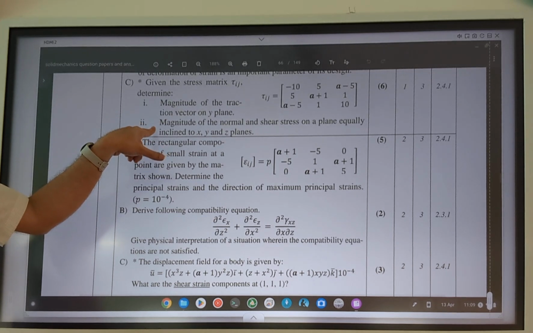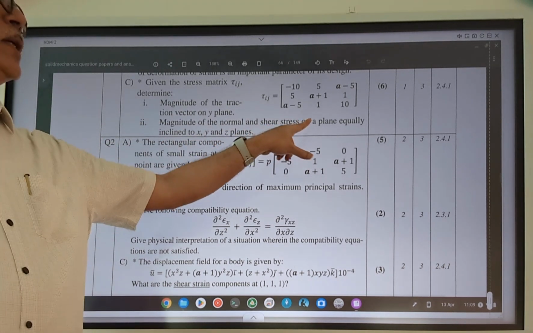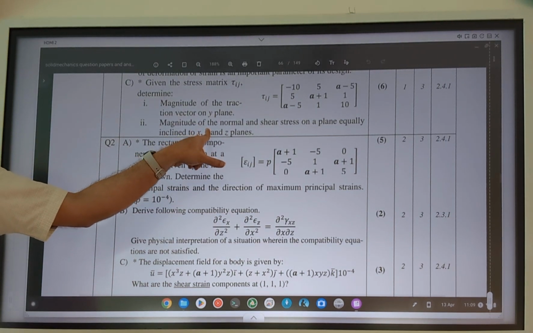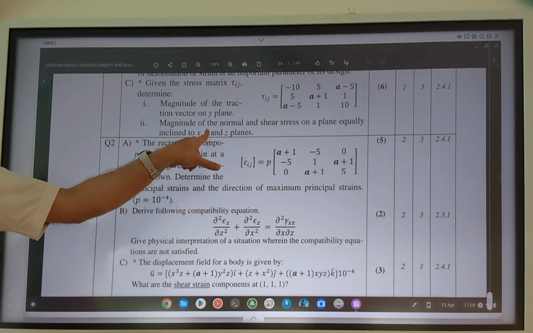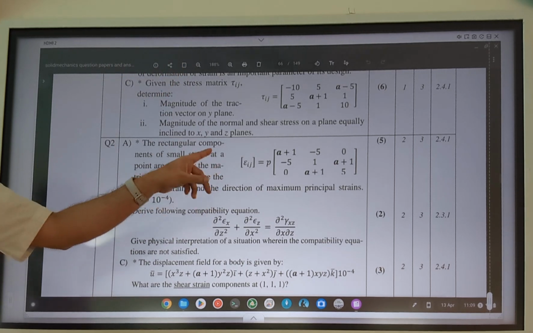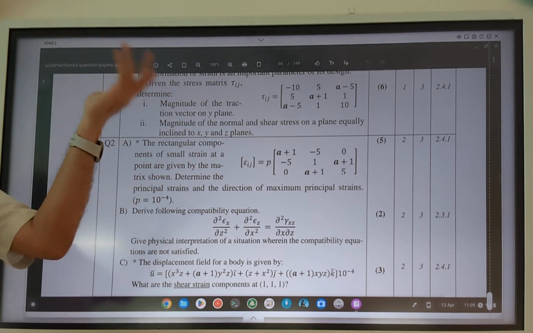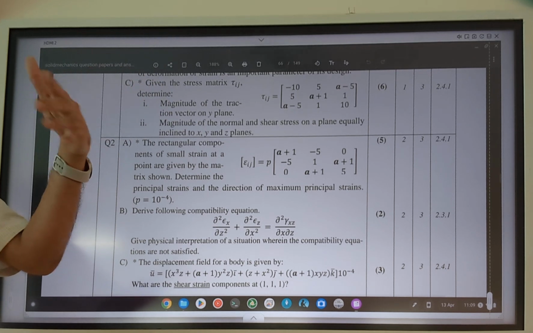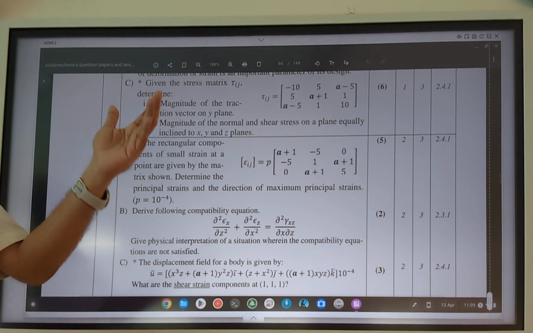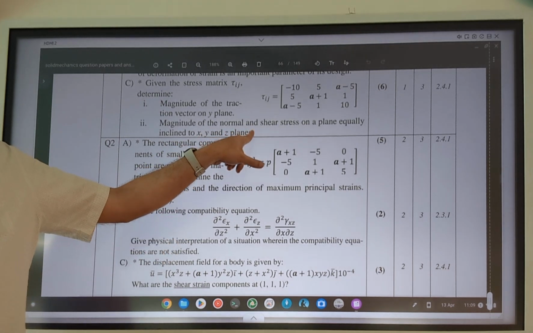The second is a standard question, the magnitude of normal and shear stress on a plane which is equally inclined to XYZ. In the previous assignment, in each batch I have explained that this is one way it will come: you will be given what angle it makes with each of the planes, or you may be directly given the direction cosines, or you may be given angles which the normal vector makes with respect to the plane. So prepare yourself for anything like this.